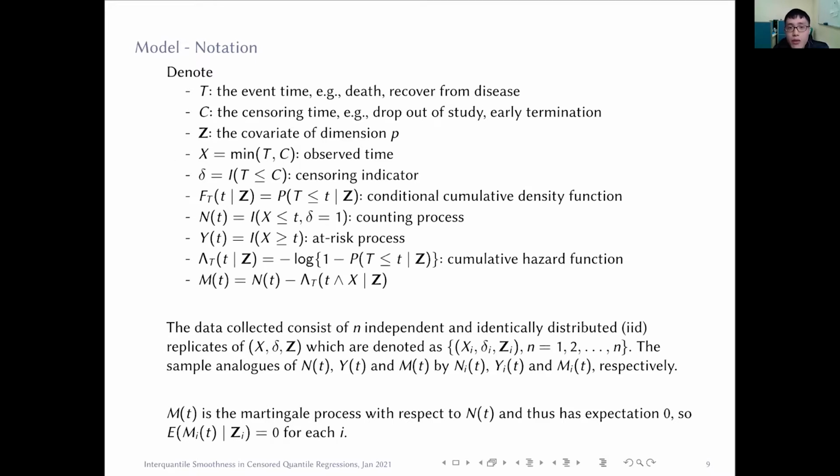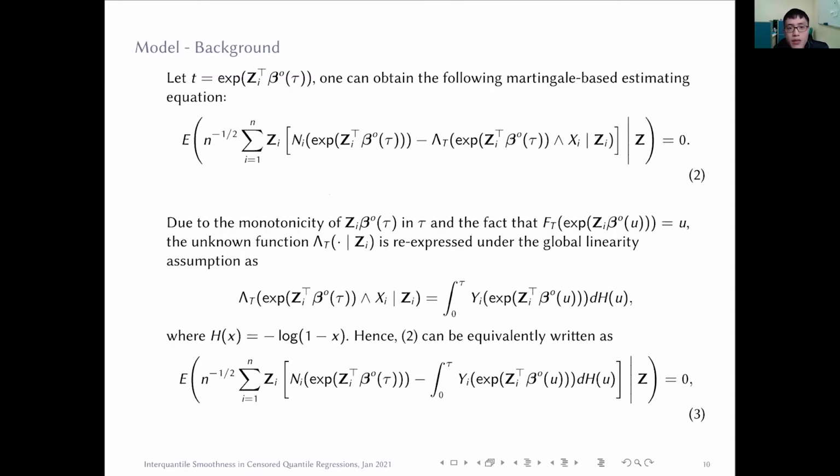So it can be verified that the process M(t) given by this formula is indeed a martingale, so it has expectation 0. Based on this fact, we use a transformation of the time scale, and then we obtain the following martingale-based estimating equation. So we use the monotonicity of the quantile function and the basic property of it. We express the cumulative hazard function as an integral under the global linearity assumption. Then we plug it back and get the estimating equation 3.